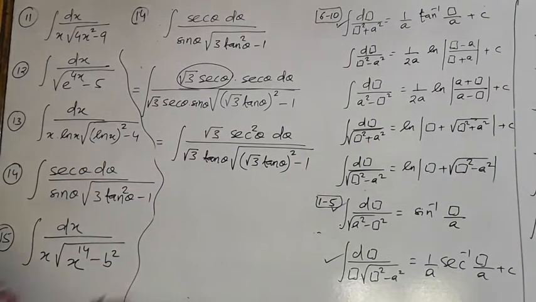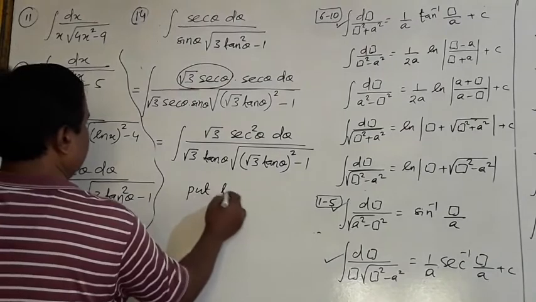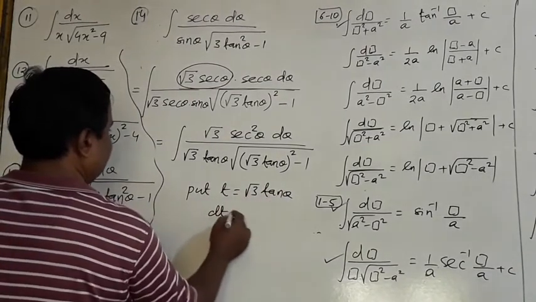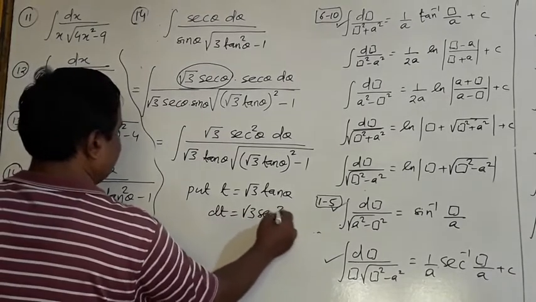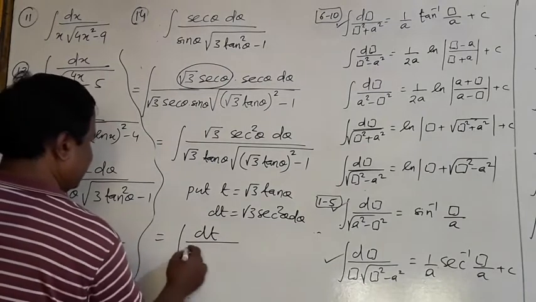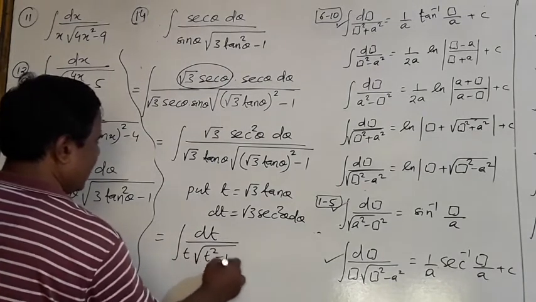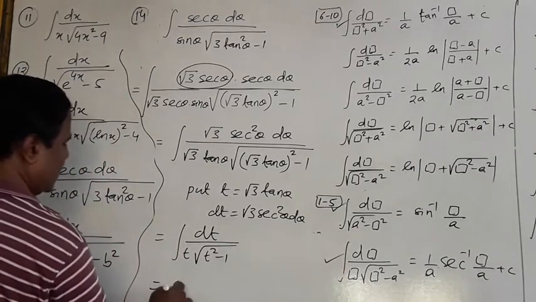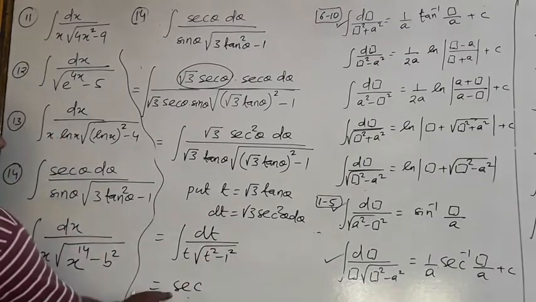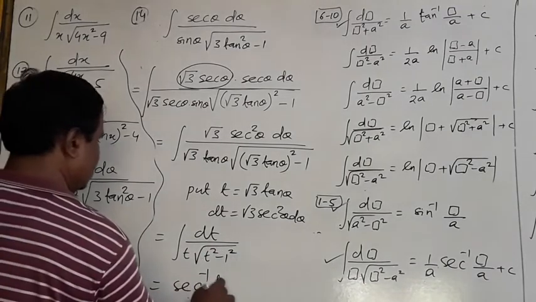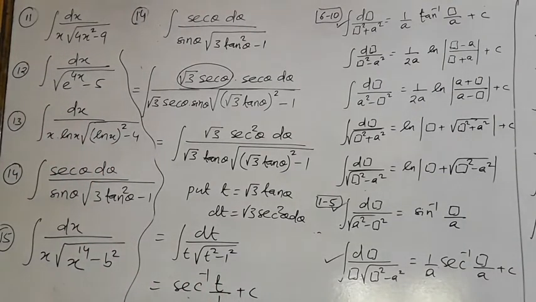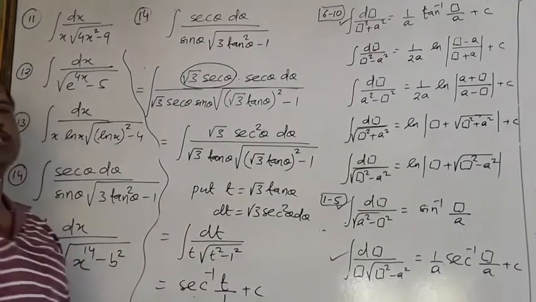Okay, now you can put t is equal to root 3 tan theta. dt is root 3 sec square theta d theta. Now it is dt by t root over of t square minus 1 in this form. So the answer is 1 by a, 1 by 1, where 1 is 1 square. I am not writing 1 by 1 here. Sec inverse t by 1 plus c. And you should put the value of t, root 3 tan theta, in this place. Okay.